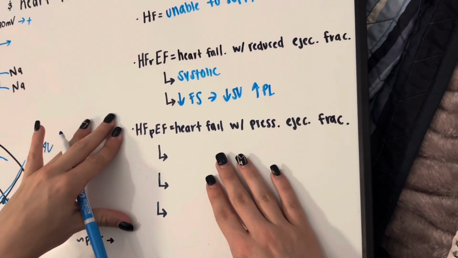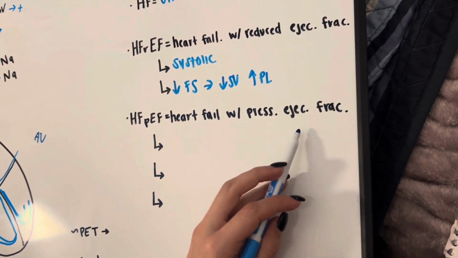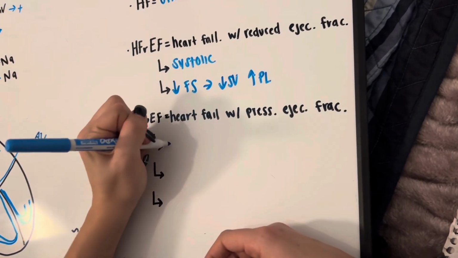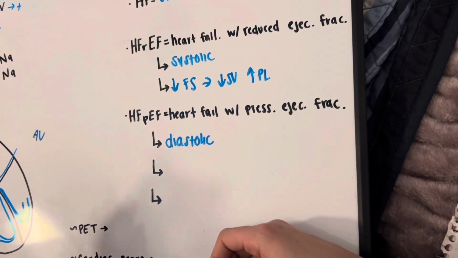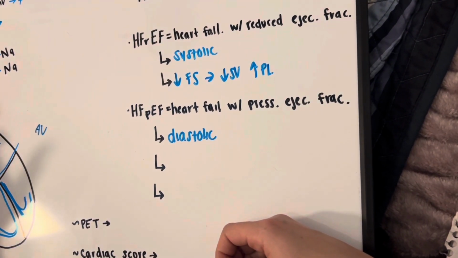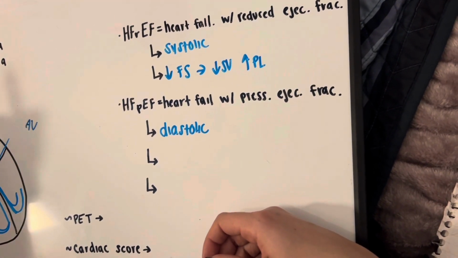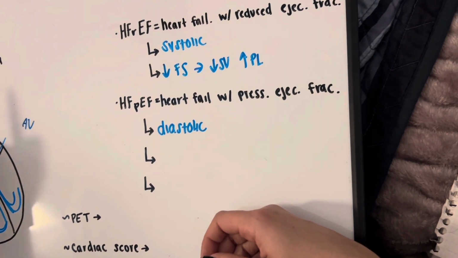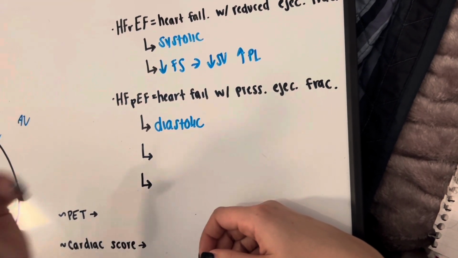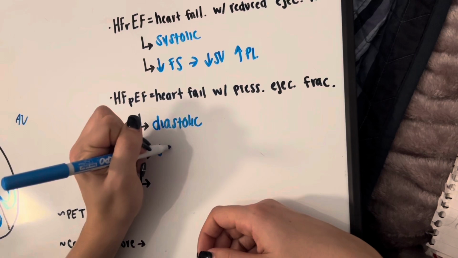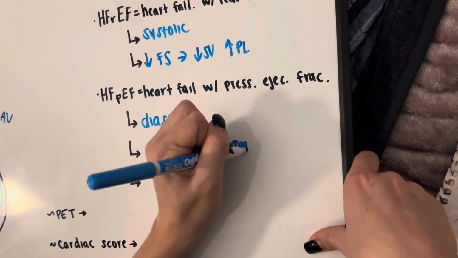And then you have the other kind, which is HFpEF, which stands for heart failure with preserved ejection fraction. This happens at the diastolic part. And basically diastolic means that there is impaired ventricular filling. So whenever it happens here, something is going wrong where the ventricles aren't filling correctly with blood. This can be caused by a decrease in ventricular compliance.